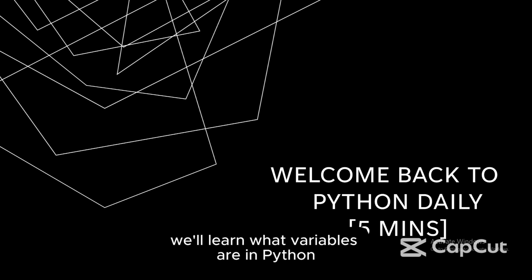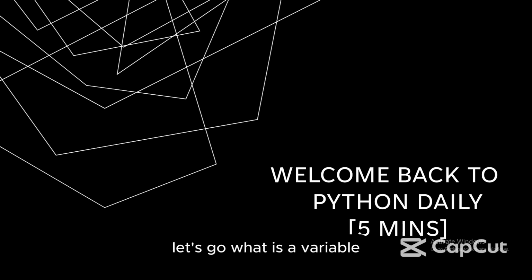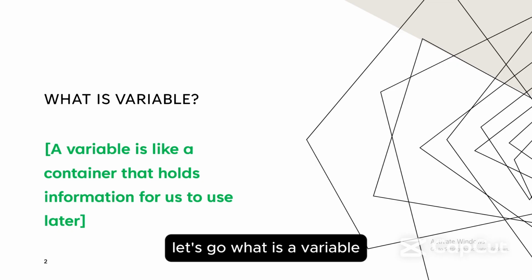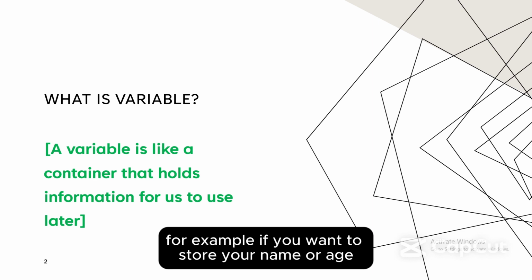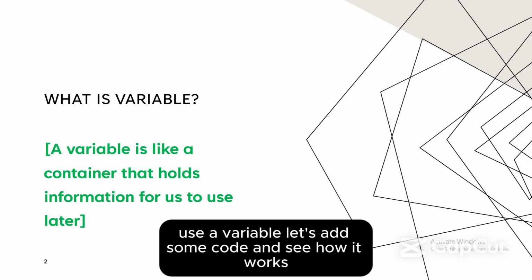Today we'll learn what variables are in Python and how to use them in real code. Let's go! What is a variable? A variable is like a container that holds information for us to use later. For example, if you want to store your name or age, use a variable. Let's add some code and see how it works.